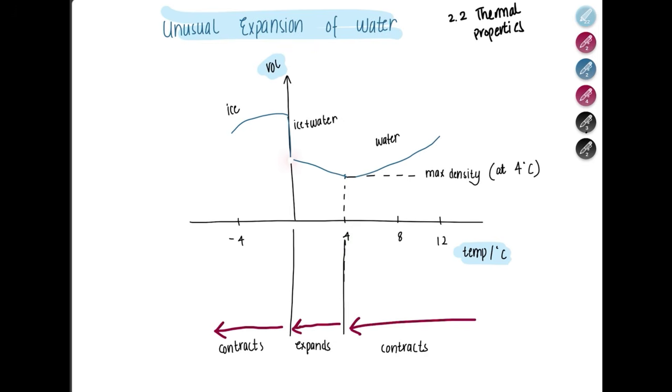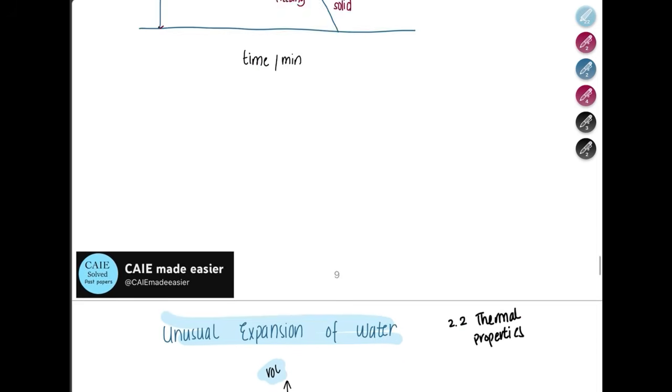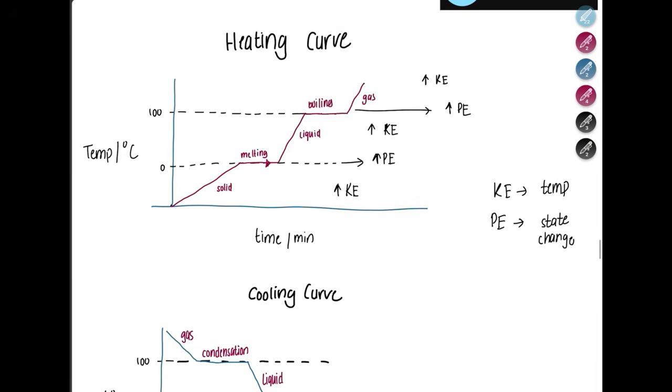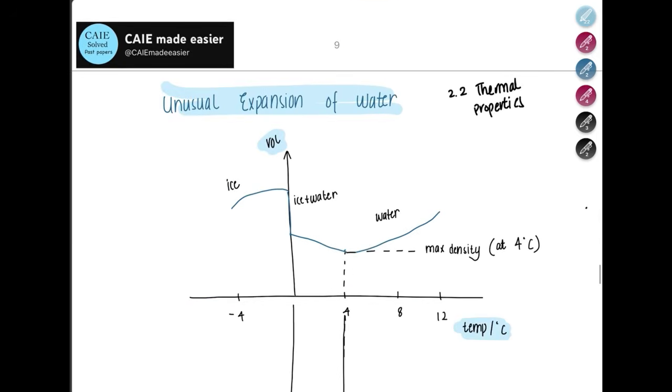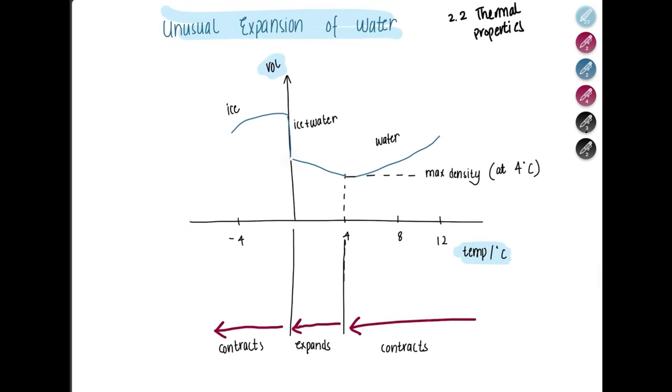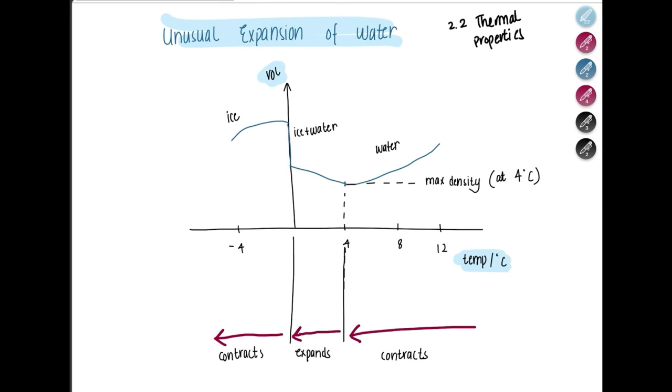And then when it reached 0 degrees, remember at 0 degrees, it starts freezing, right? So the temperature remains the same as we mentioned before. When it's freezing, the temperature does not change at 0 degrees, but the volume increases a lot. And then after that, all of it has turned into ice. And then when the temperature reduces even more, it contracts. So this is the volume-temperature graph just for water. Okay.